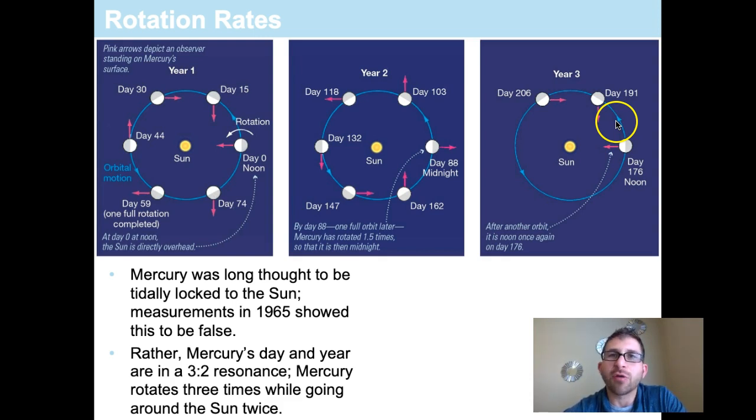We have now determined that the planet Mercury is in a 3-to-2 resonant frequency. So in other words, Mercury is going to rotate 3 times for every 2 times it orbits. Okay? So there are 3 days on Mercury for every 2 of its years. I'm going to say that again. There are 3 Mercury days for every 2 Mercury years. It's kind of a weird concept to consider.